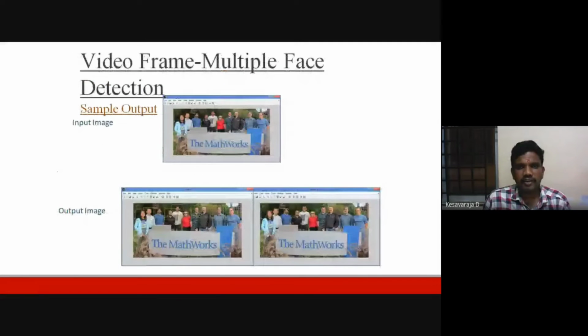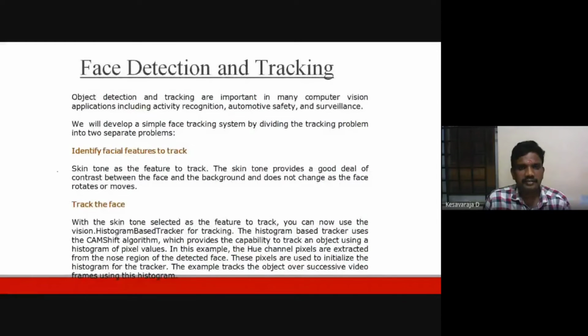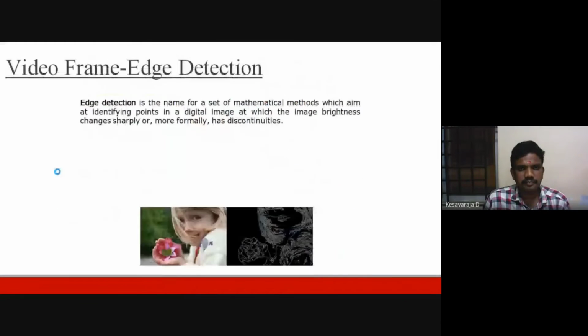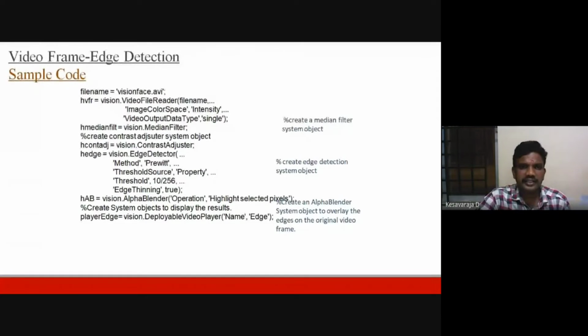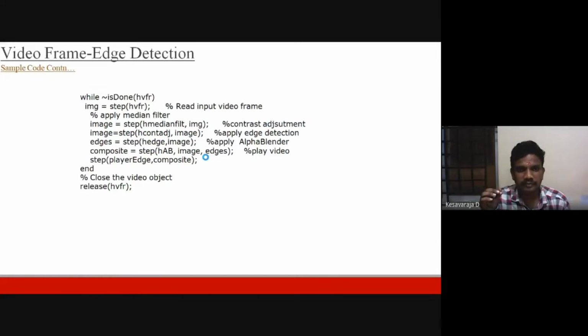In a similar way, face detection and face tracking via cascade object detection. So edge detection is applied via the constructor called edge detector. So vision.EdgeDetector is a constructor which is used to detect the edge in a proper way.